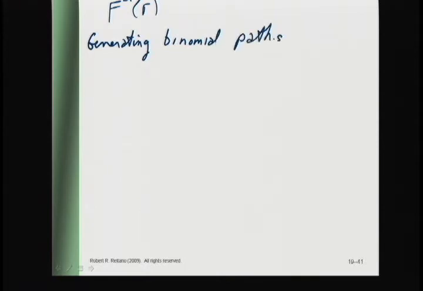We know in our binomial lattice that the probability of an up return is p star, and the probability of a down return is 1 minus p star. So we can easily generate a path of ups and downs with a simple algorithm. We generate an R, and if R is less than or equal to p star, we get an up step. If R is bigger than p star, then we get a down step.